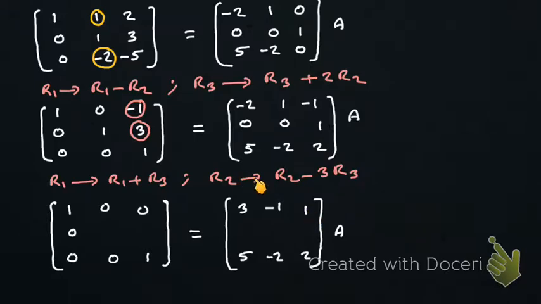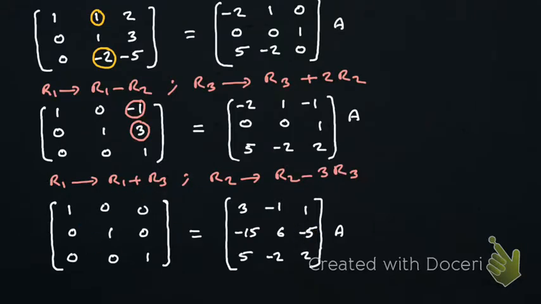And with R2, we say R2 minus thrice of R3. From the second row, subtract 3 times the third row. 0 minus 0 is 0. 1 minus 0 is 1. And 3 minus 3 is 0. On the right side, 0 minus 3 times 5. 0 minus 15 is minus 15. 0 minus 3 times minus 2. 0 minus minus 6, which is 6. 1 minus 3 times 2. 1 minus 6 is minus 5.